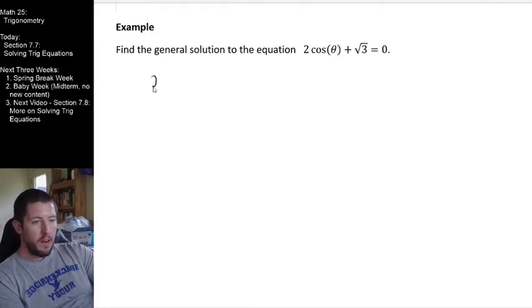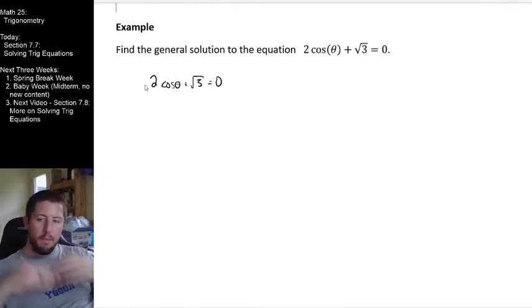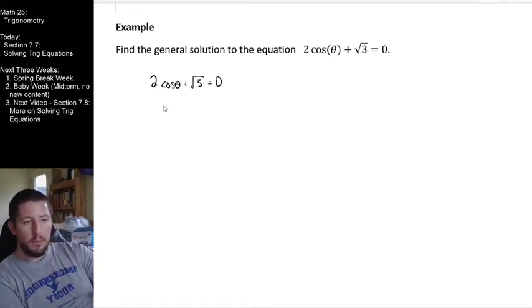So it looks like starting from 2 cosine theta plus root 3 equals 0, my goal is to solve for theta, so I'm trying to remove all of the other parts that are associated with this, right? So my first algebra step here should be to subtract root 3.